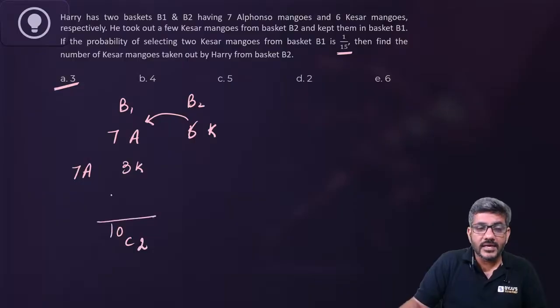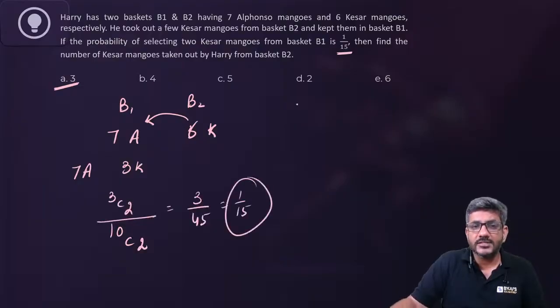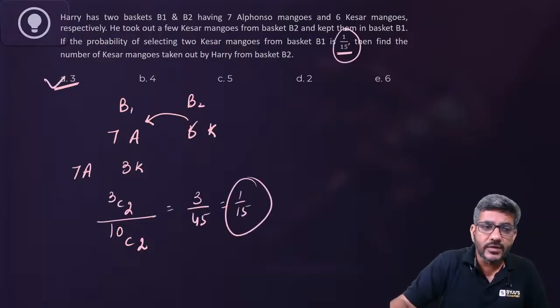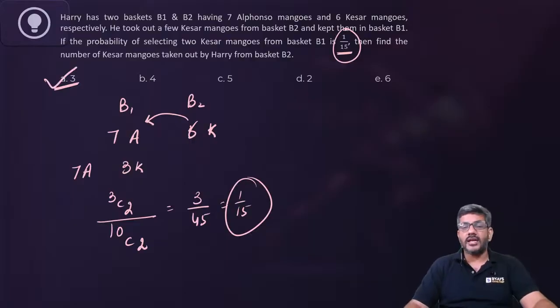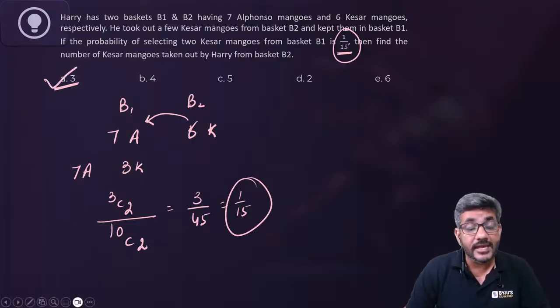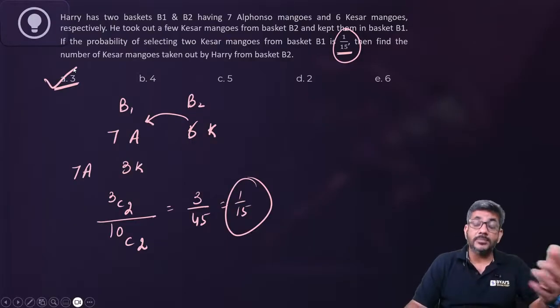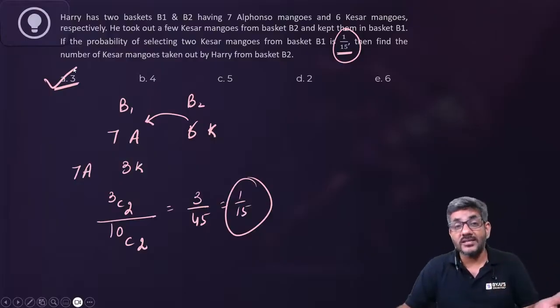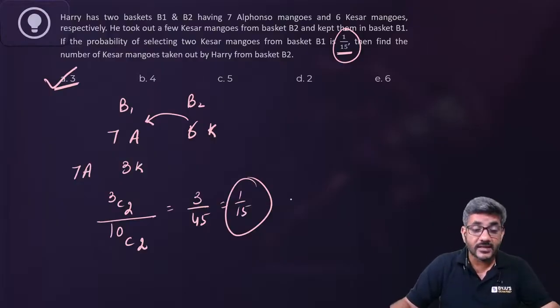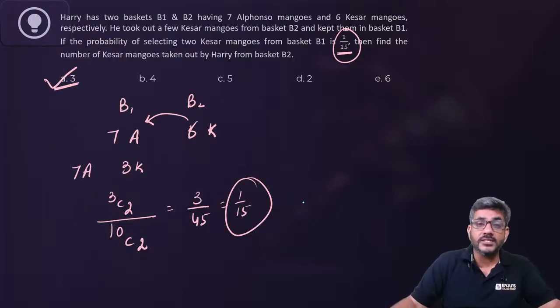What if both of them are Kesar? That is 3C2. So that gives me 3 divided by 45, and it actually comes out to be 1 by 15, which is what the question is asking us. So fortunately, straight away by putting the first option, I get the answer. So my answer is A, 3. Yes, it's possible it takes a little more time, but this is the best way to do it. If you do it with other options, it will not be 1 by 15.